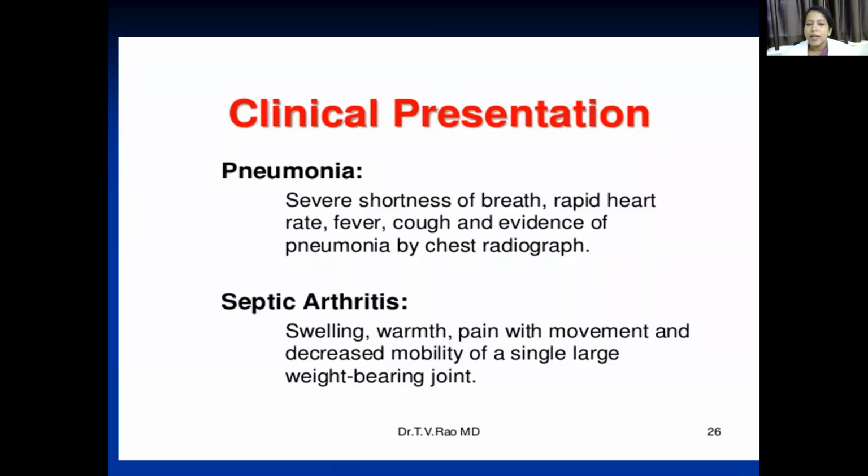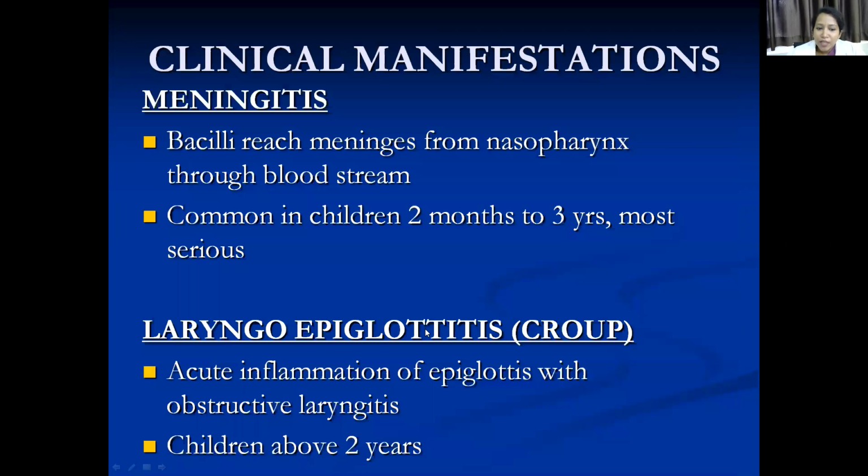Then clinical presentations: they show pneumonia, septic arthritis, meningitis, laryngoepiglottitis. Coming to meningitis, bacilli reach the meninges from the nasopharynx through the bloodstream. It is most commonly seen between 2 months and 3 years of age.